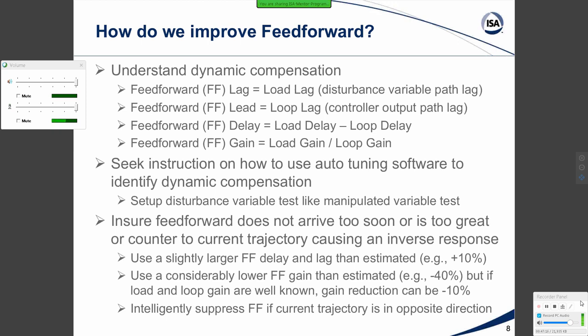And even more importantly, use a considerably lower feed forward gain than estimated, like minus 40%. But if you really do know the load and loop gains extremely well, and are extremely confident, this could be reduced. But you would start out not assuming that, and then maybe you can try and make it more accurate as time goes on.